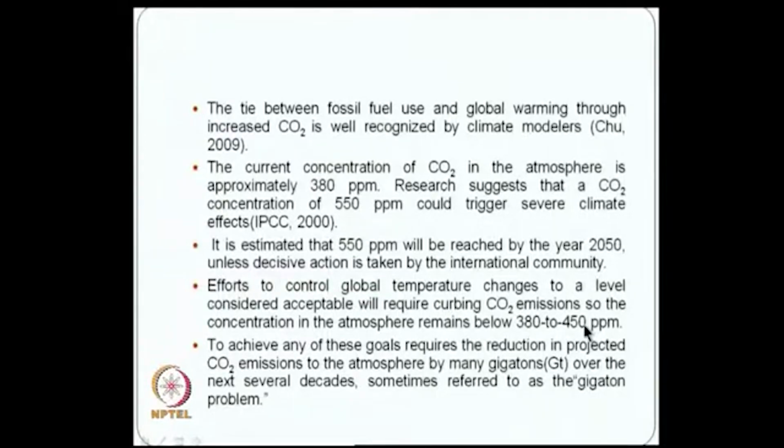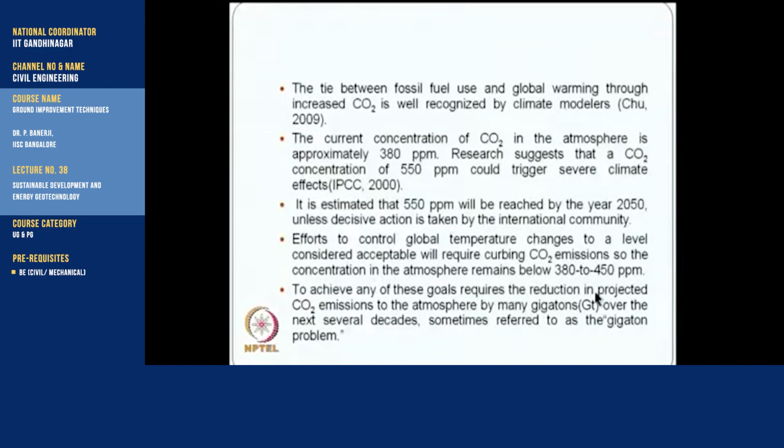There is now a specification that one can look at, and people need to work back to determine what a particular nation should do, or what a community should do, or what the international community, all of us, should do together to see that this limit of 380 to 400 or whatever you say is adhered to. We should never reach the limit of 550, because that leads to a lot of climate change. To achieve these goals requires a reduction in the projected CO2 emissions to the atmosphere by many gigatons over the next several decades, and people always say that this is a gigaton problem.